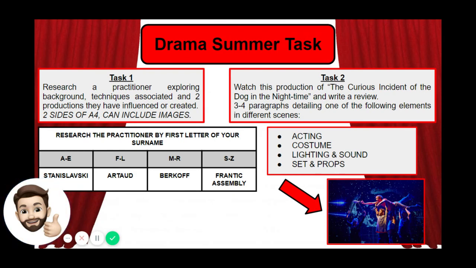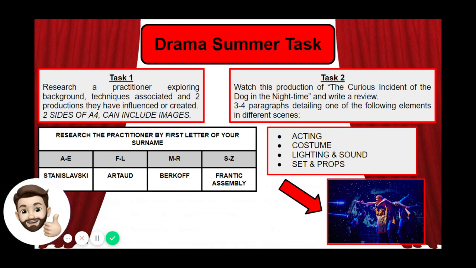Task 2 is on the main PowerPoint. If you click on the picture, this will take you to the production of The Curious Incident of the Dog in the Night-Time. What I'd like you to do is write me a short review, 3 to 4 paragraphs detailing one of the following elements in different scenes. So either focus on acting or costume, the use of lighting and sound, or set and props. Try and find maybe 3 different areas, 3 different scenes that you could write about, hopefully contrasting, just so I can see how you write and what you are able to pick out from a performance.